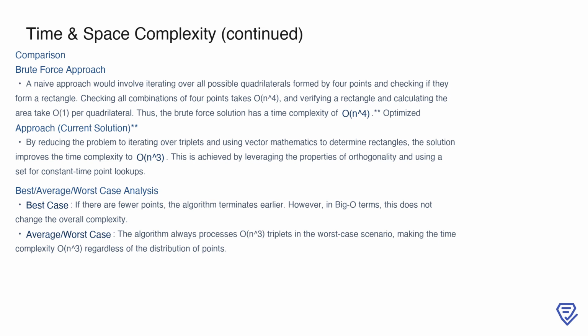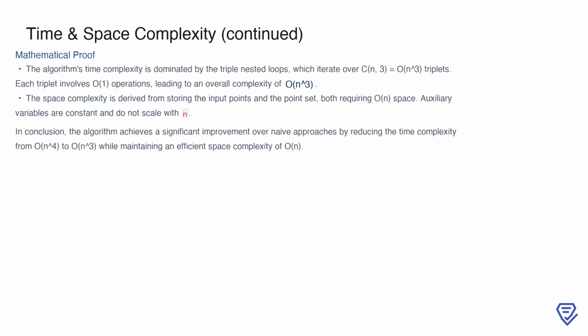In terms of best, average, and worst-case scenarios, the algorithm consistently processes n³ triplets, regardless of the distribution of points. While the best case may involve fewer points overall, the big O complexity remains n³ in all cases. Finally, let's solidify this understanding with a mathematical proof. The dominant factor in the time complexity arises from the triple nested loops, which iterate over n³ triplets. Since each triplet operation involves O(1) computations, the total time complexity is conclusively n³.